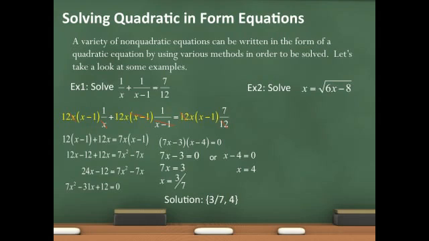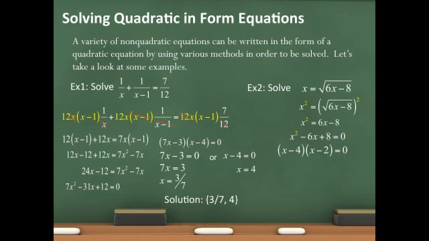In example 2, we are given x equals the square root of 6x minus 8. Here we need to eliminate the radical bar. To do this, we will square both sides of the equation. Doing this will give us x squared equals 6x minus 8. Again, this is a quadratic equation, so we need to put it in standard form by subtracting 6x and adding 8 to both sides of the equation. This will give us x squared minus 6x plus 8 equals 0.